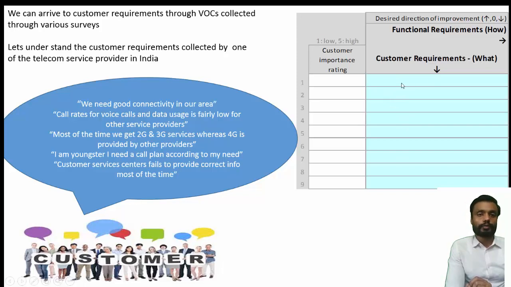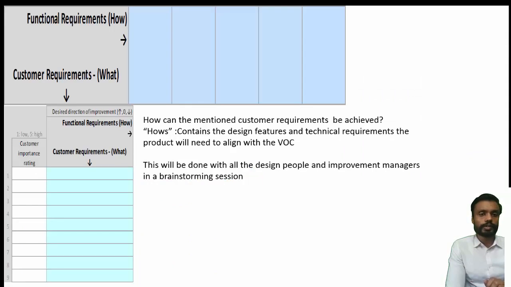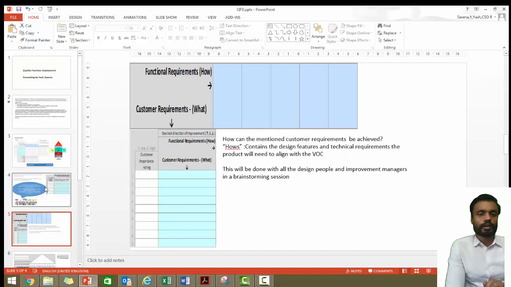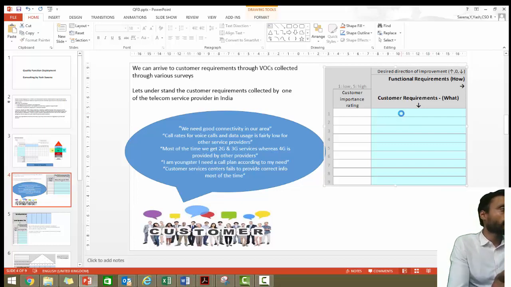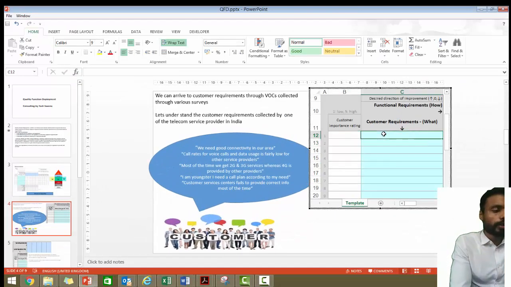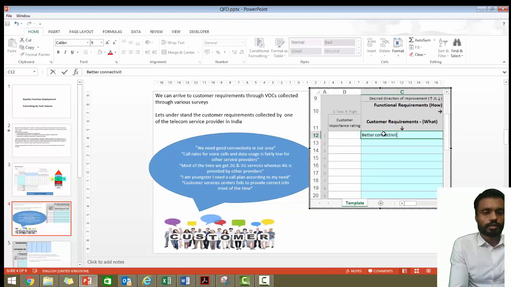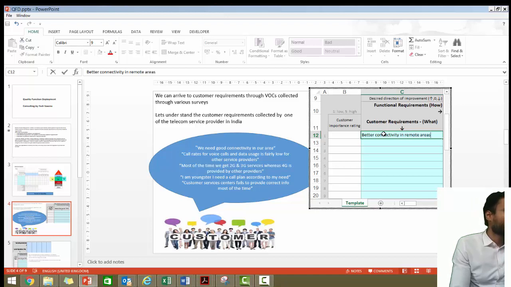So, for example, let's start filling it. Let's do it. What would be your first customer requirement? So, let's say it would be like better connectivity in remote areas. So, I'm putting it as better connectivity in remote areas.